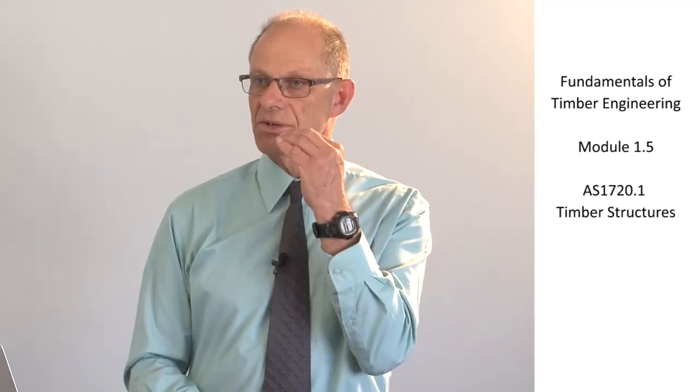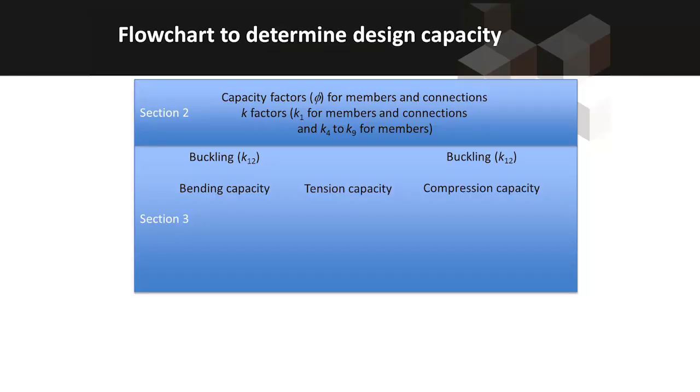When we're making use of this standard, the main bits that we get into are Sections 2 and 3. So Section 2 we use for capacity factors, and timber has capacity factors that are a little more complex than some other structural materials. And Section 3 involves the determination of bending capacity, tension capacity and compression capacity. Each of those uses the capacity factor and the K factors, the modification factors for the service conditions.